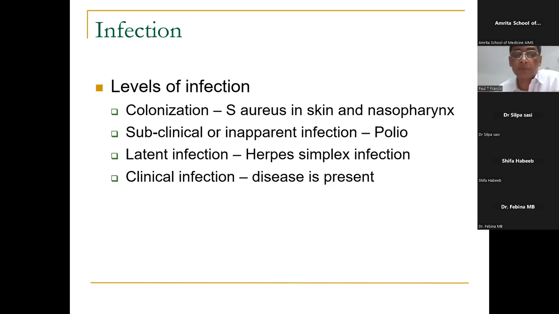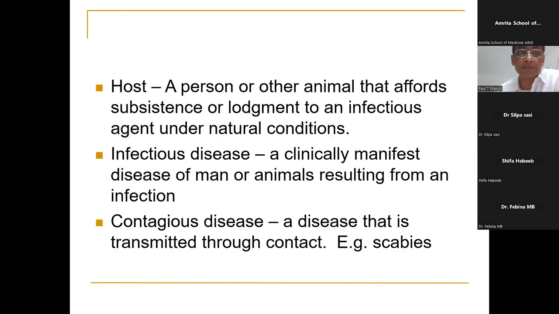The clinical infection, of course, as you know, is where the entry of the organism leads to a disease. Host, as you know, is a person or an animal that affords subsistence or lodgement to an infectious agent under natural conditions. Yes, we have seen that. Infectious disease is a clinically manifest disease of man resulting from an infection. Contagious disease, you may say, is a disease that is transmitted through contact.